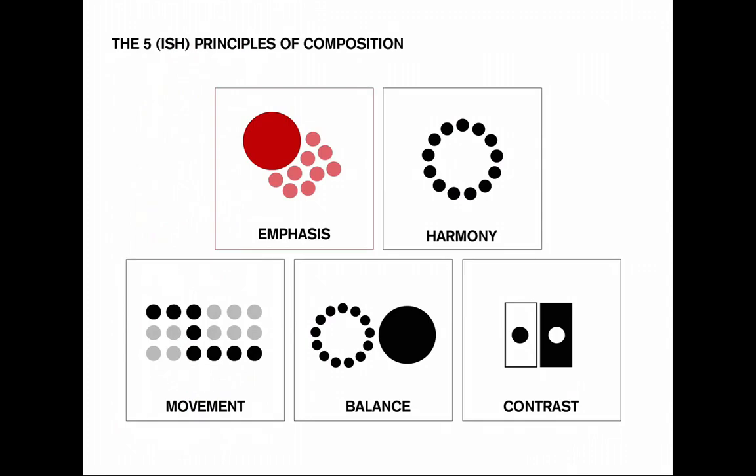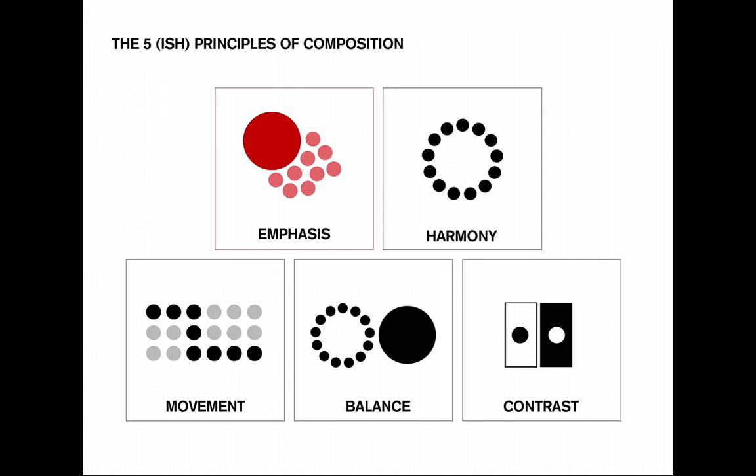Okay. So last week we talked about what designers do, what the general design process is, and then we started to think about how we can do design brainstorming. This week we're going to really get into it. We're going to talk about the first of 5-ish or so principles of composition.